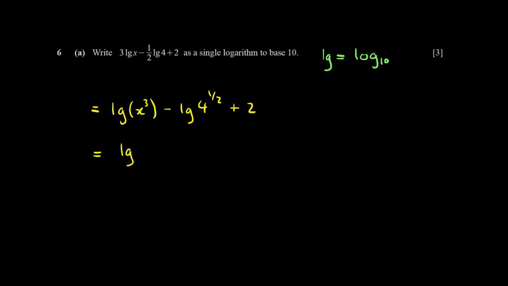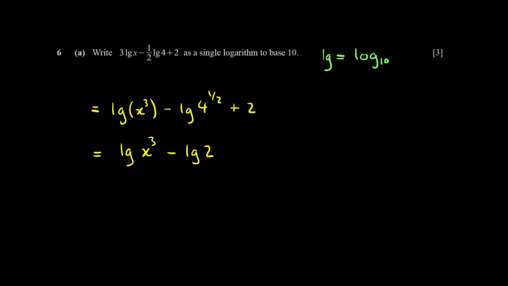Well, I'm going to write this as log x to the power of 3. What's 4 to the power of a half? Well, the power of a half means the square root. So this thing is actually log 2. Okay, so 4 to the power half is the square root of 4, which is 2.